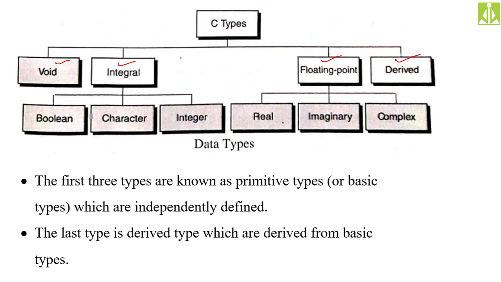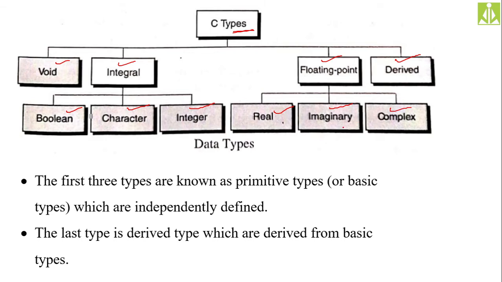In this diagram, I am completely giving that idea. C types have been divided into four: void, integral, floating point, and derived type. Only the integral and floating point types have been further divided. The integral types are divided into boolean, character, and integer. The floating point types are divided into real, imaginary, and complex.